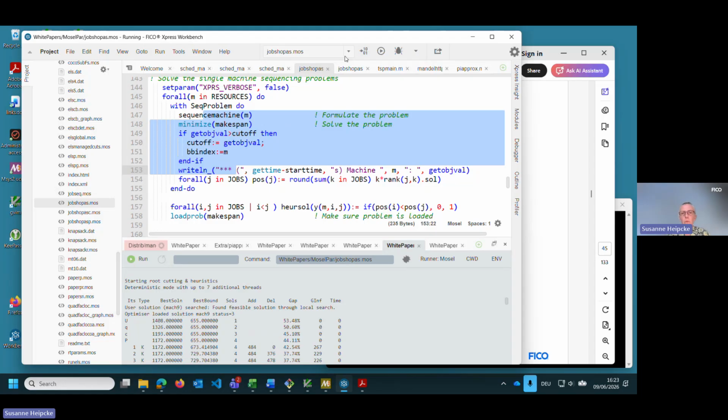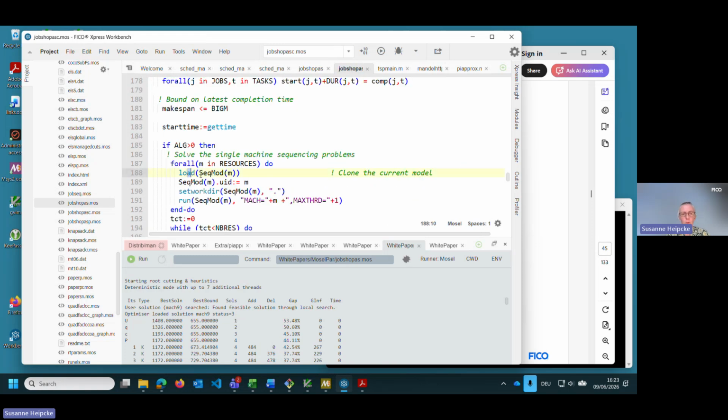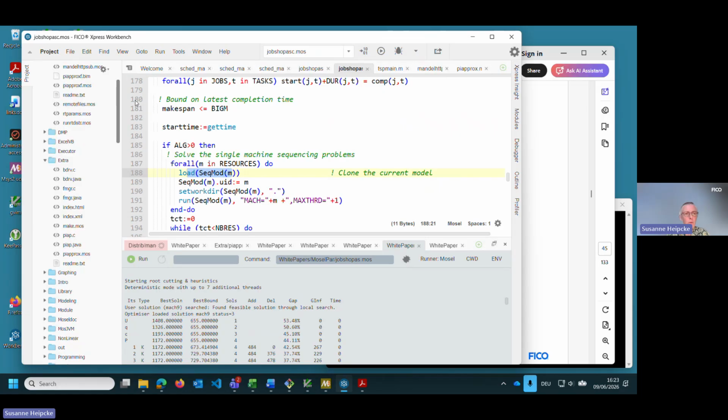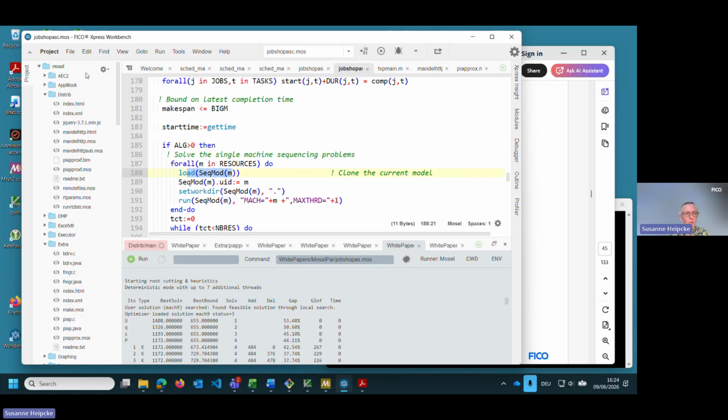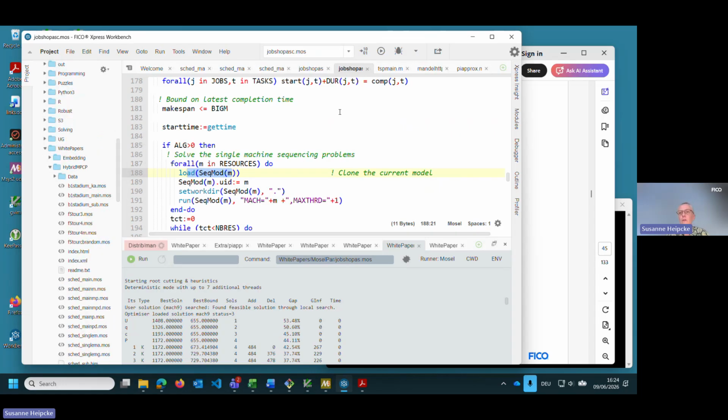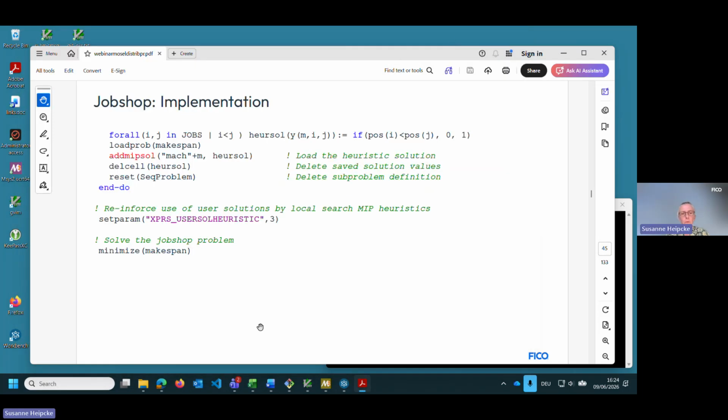Okay, and this can be parallelized. Here this was the sequencing, and we have the panel version where we load this as subproblems and run everything. Again, for all these examples, I've just opened the examples distribution, example/Mosel from the current Xpress installation. So these example files are all in there.